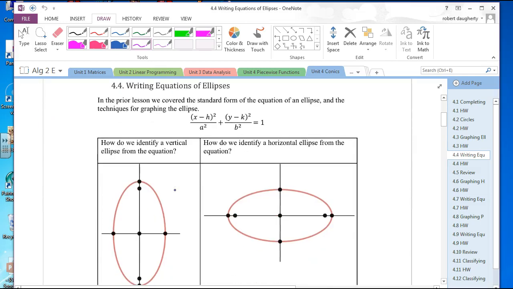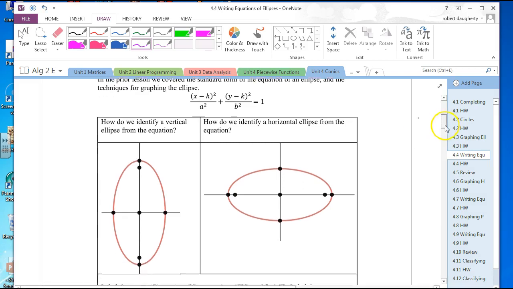So when we were together last time, we talked about graphing ellipses, and we just did a couple of problems working that. In this lesson, you really need to be grounded on all the elements of an ellipse. Okay, so the first one is a vertical ellipse.